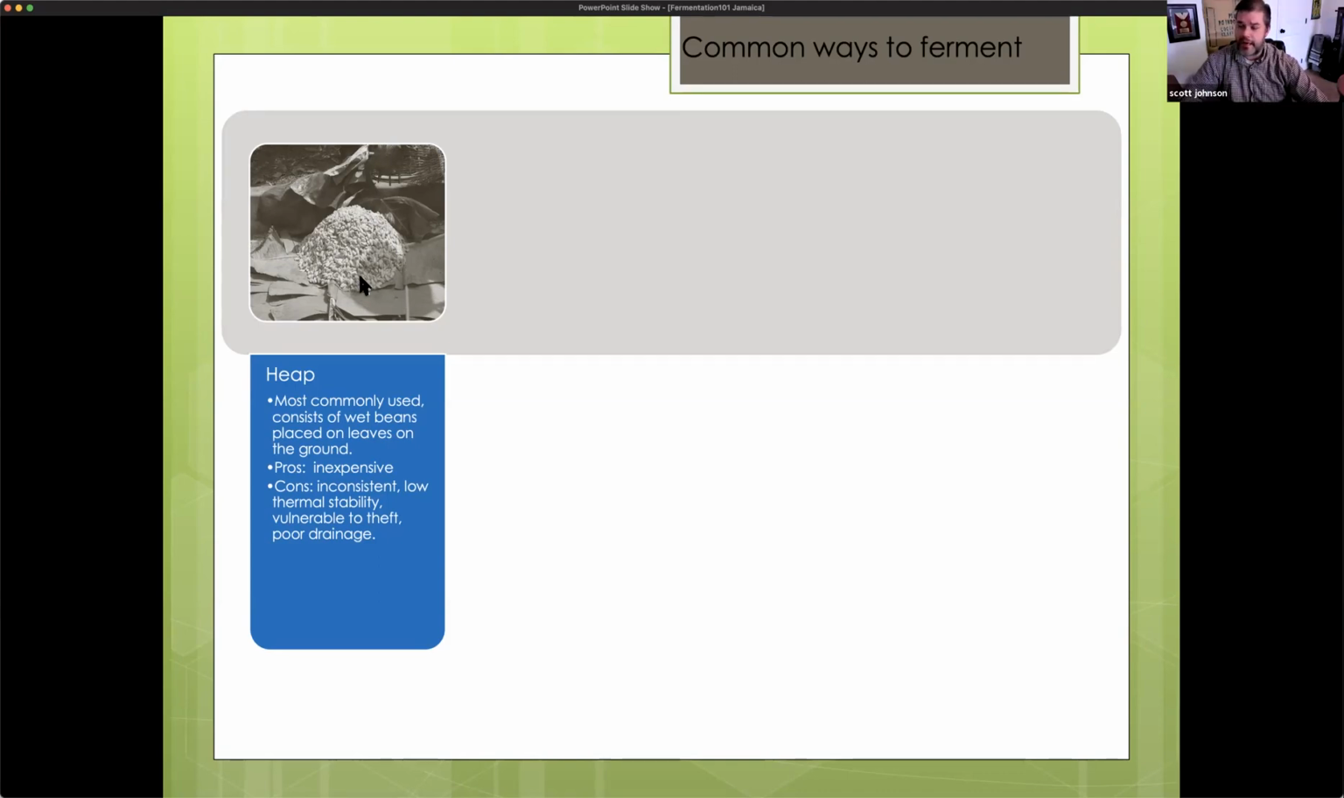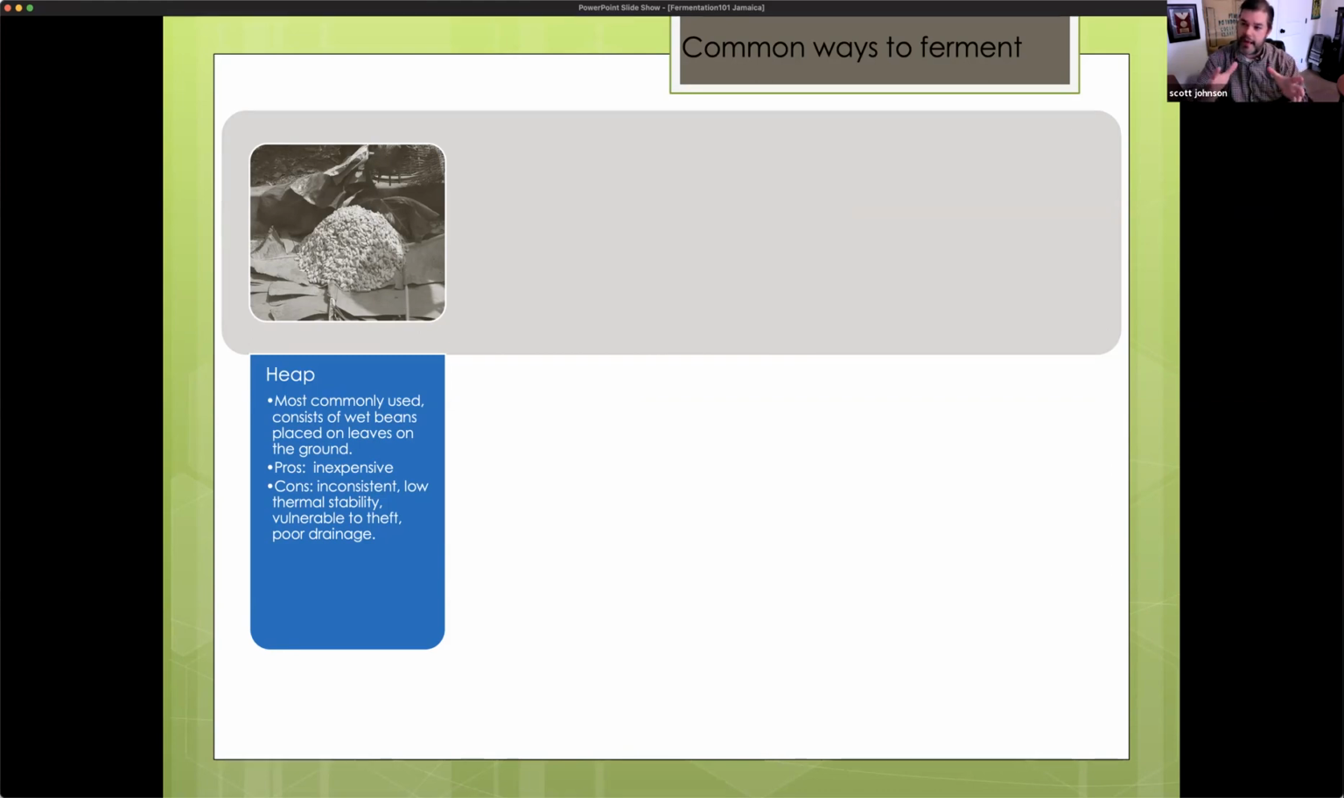It's very, very commonly used with farmers who only have a handful of trees and maybe don't generate a tremendous amount of beans. And the benefit of this is it's a very inexpensive way to ferment. I don't particularly like this way because it's very, very difficult to control and gives lots of issues with consistency.